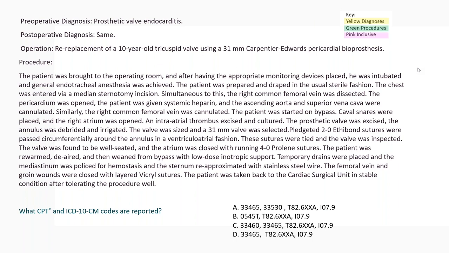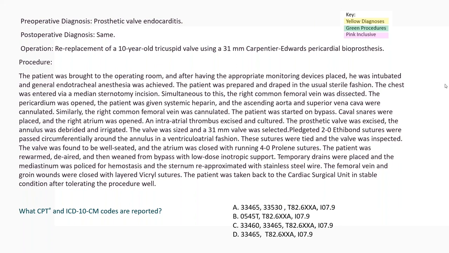Preoperative diagnosis, prosthetic valve endocarditis. Postoperative diagnosis, same. Operation, re-replacement of a 10-year-old tricuspid valve using a 31-millimeter Carpentier-Edwards pericardial bioprosthesis. Procedure. The patient was brought to the operating room and having the appropriate monitoring devices placed, he was intubated and general endotracheal anesthesia was achieved. The patient was prepared and draped in the usual sterile fashion. The chest was entered via a median sternotomy incision.